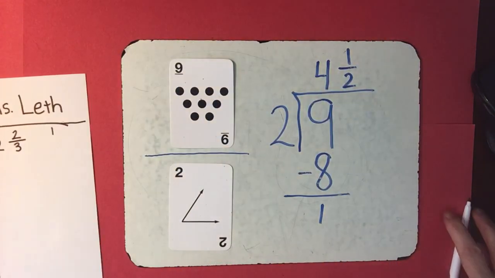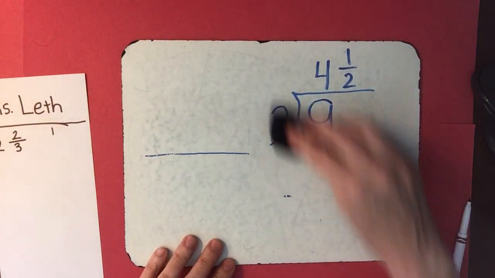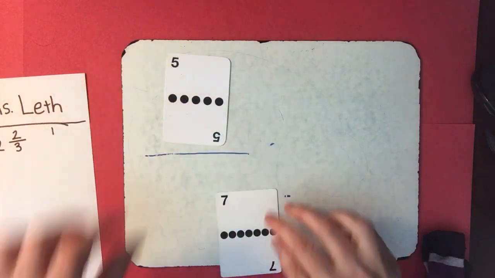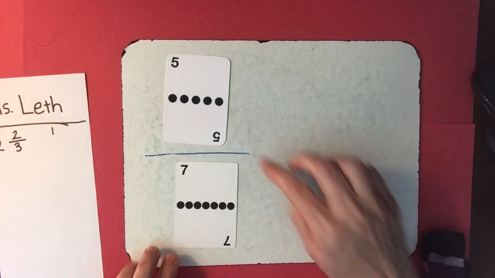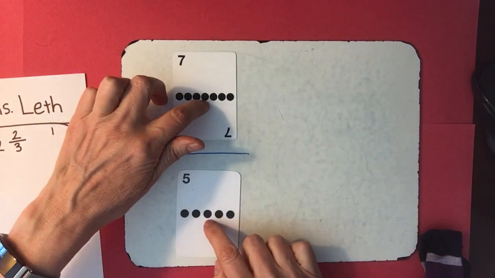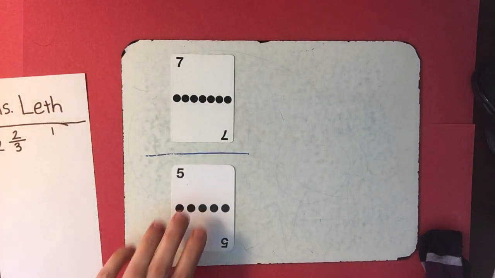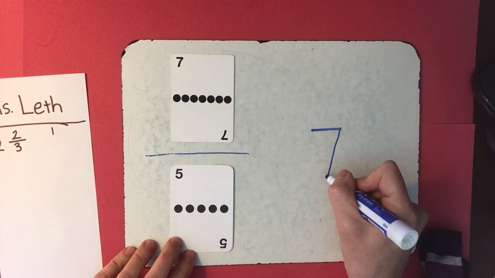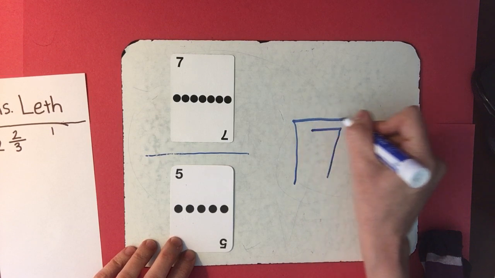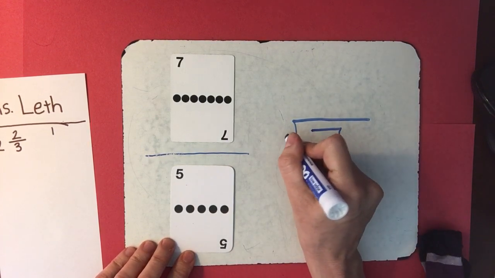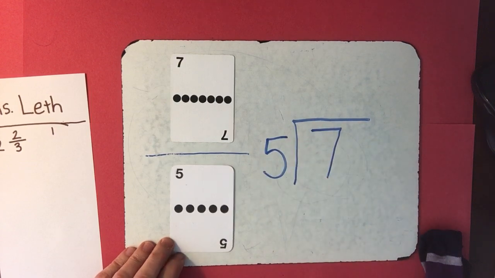Well done. Okay, now it's my turn. And my next 2 cards, let's see what I get. I get a 5 and a 7. And it needs to be improper, so I need to switch those around, just like that. And now I'm going to do my division problem. And can you guess if your mixed number is bigger than my mixed number? So you want to be thinking about that.